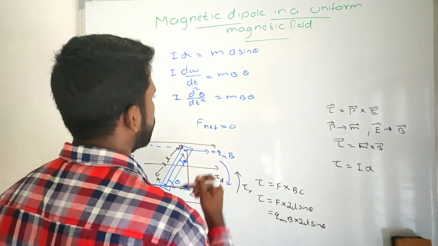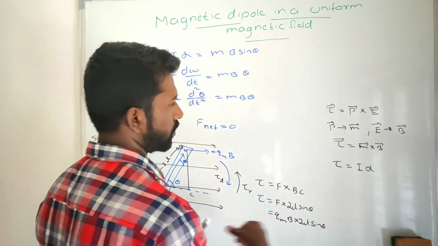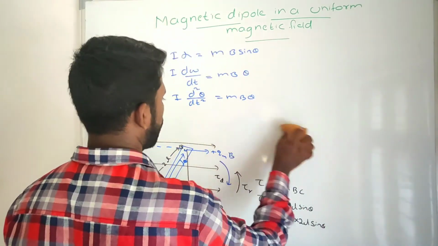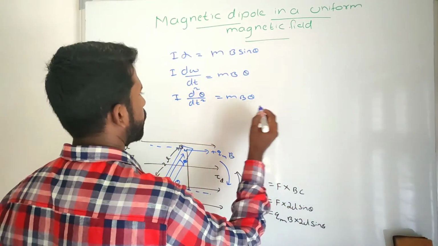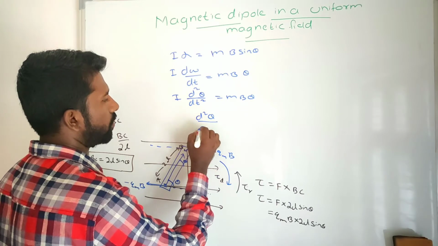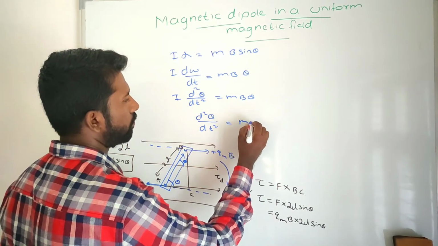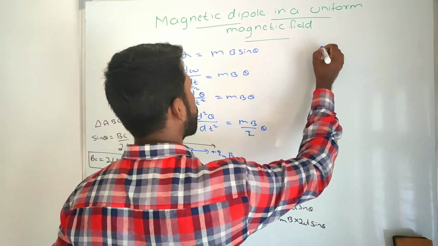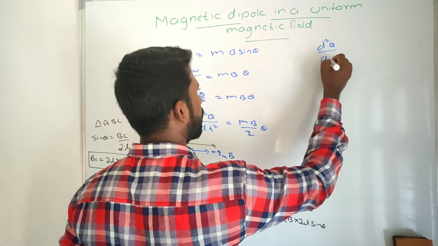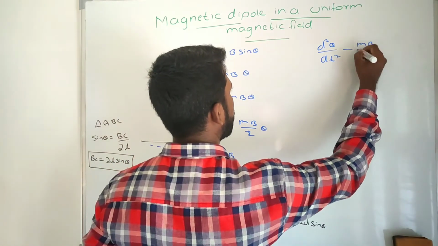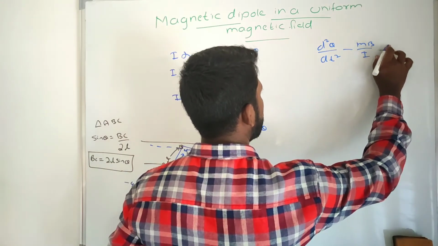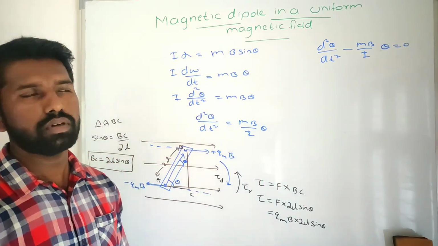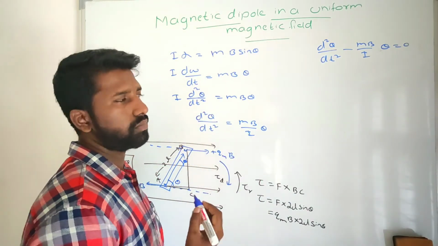Now do you see, I am taking I to this side, so I am getting d square theta by dt square is equal to mB by I theta. Now taking this to this side, what will we get? d square theta by dt square minus mB divided by I theta is equal to 0. This equation is similar to the equation of a simple harmonic motion.